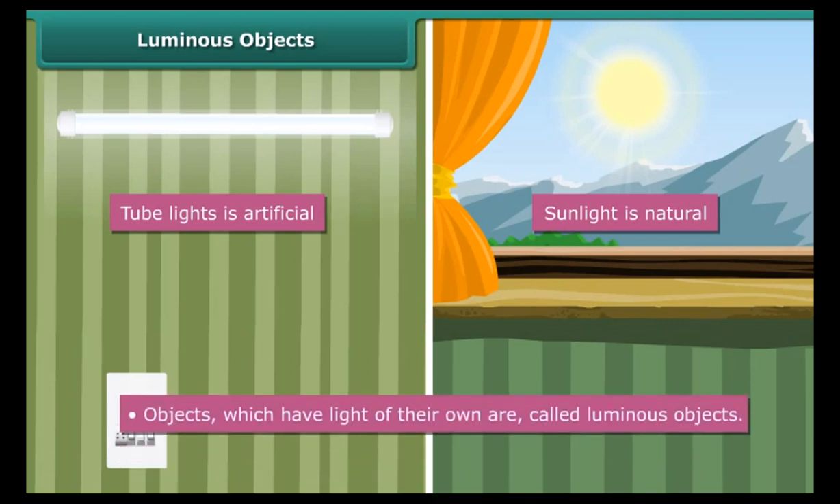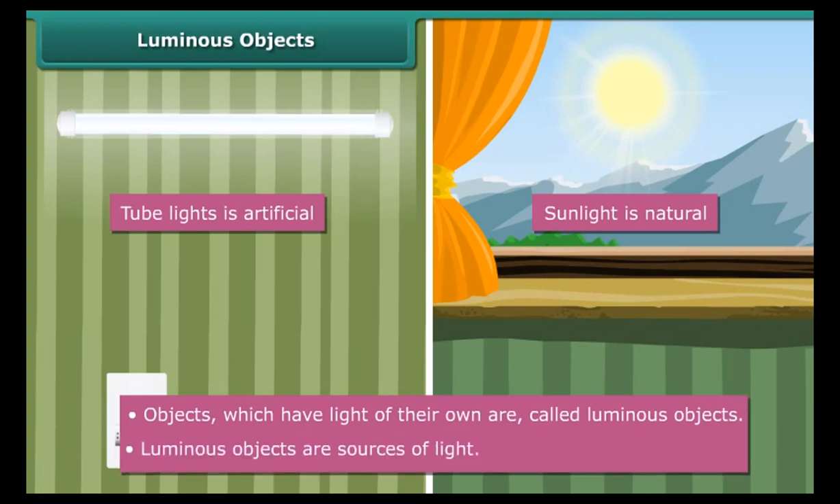While sunlight is natural, light from the tube lights is artificial. Objects which have light of their own are called luminous objects. Thus, in our example, both sun and tube lights are luminous objects. Sun is a natural luminous object, and tube lights are artificial, man-made luminous objects. Luminous objects are sources of light.